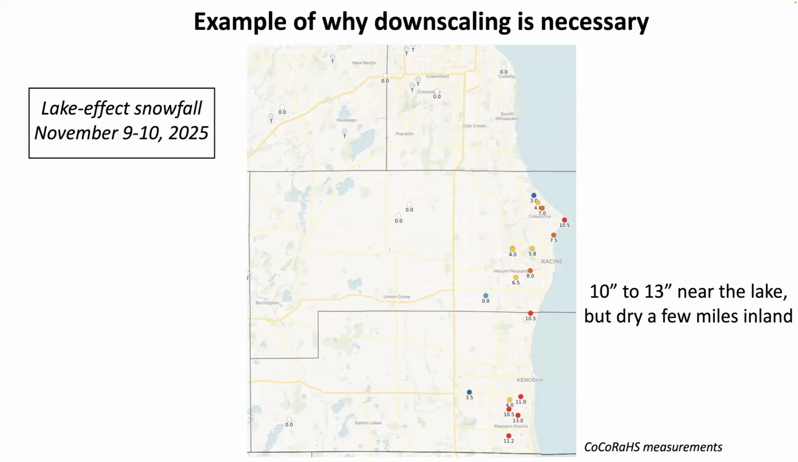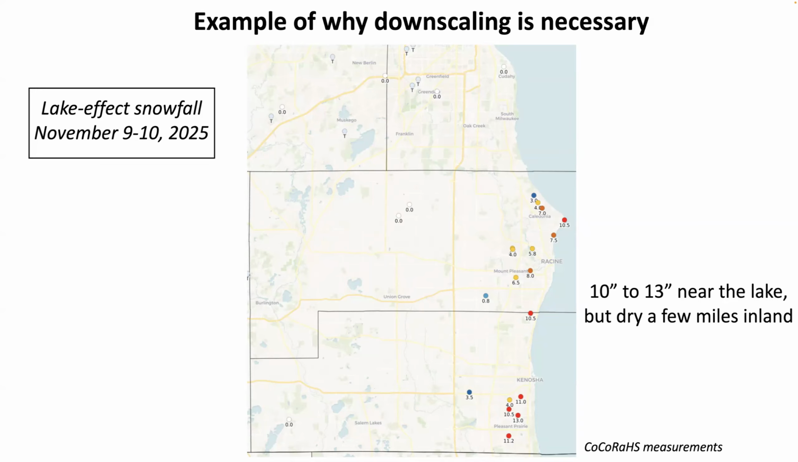Some places got a foot or so of snow over just a few hours, but notice how much of a gradient there is. You go from Racine along the lakeshore, you go inland just a few miles, and there was nothing, nada. And so this is typical of lake effect snow, and it's an example of how you can't use global climate models to try to simulate that process.